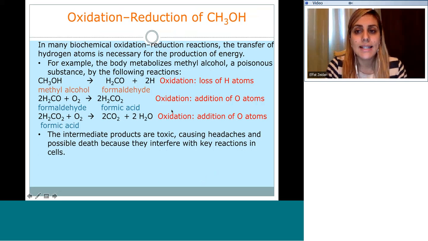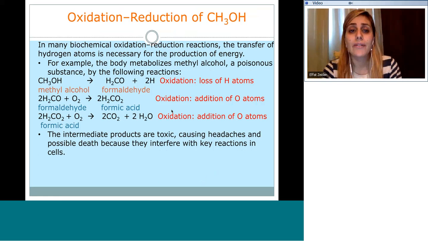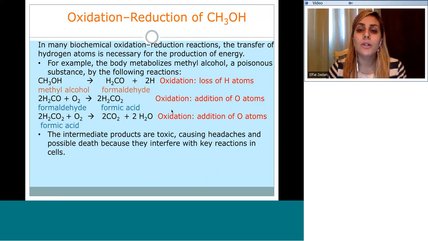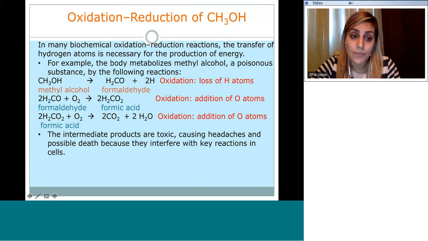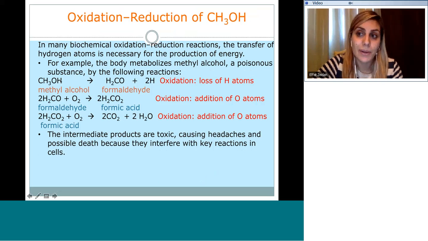So here we go. Let's see another biological example, where we have the oxidation and reduction of methanol, or methyl alcohol. In many biological oxidation reactions, the transfer of hydrogen atoms is necessary for the production of energy. So, for example, the body metabolizes methyl alcohol, which is a poisonous substance, by the following reaction. Methyl alcohol is broken down into formaldehyde and two hydrogen atoms. So in this case, what happens to methyl alcohol? Methyl alcohol gave us formaldehyde, and in the process, it released two hydrogens. So it lost two hydrogens. Loss of a hydrogen means it's an oxidation reaction.